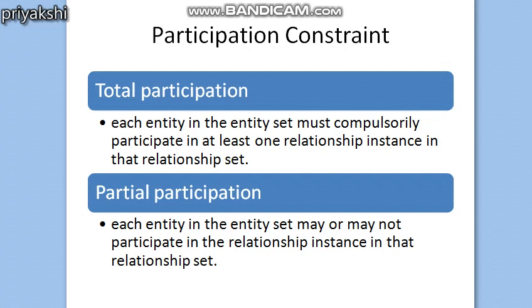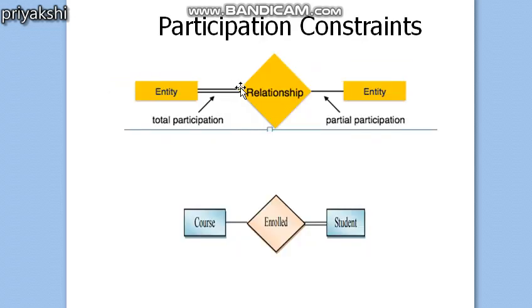So to better understand what a participation constraint is, let us take an example. Okay, so as you can see in the slide, total participation is represented by this double line and partial participation is represented by this single line. Okay, so we have taken an example. The example is student enroll in courses. Okay, student enroll in courses.